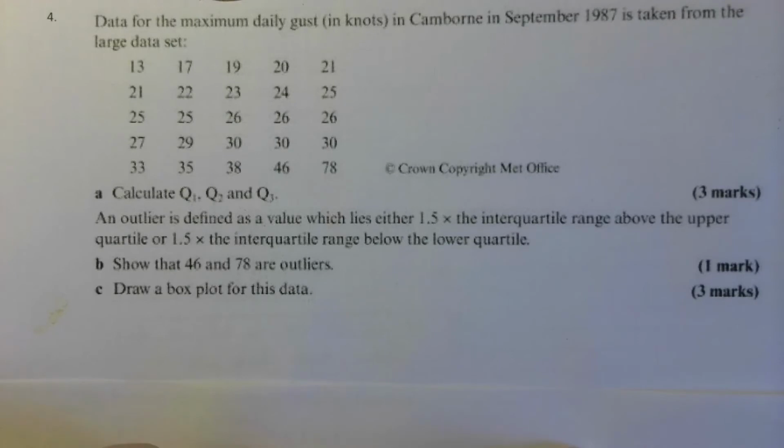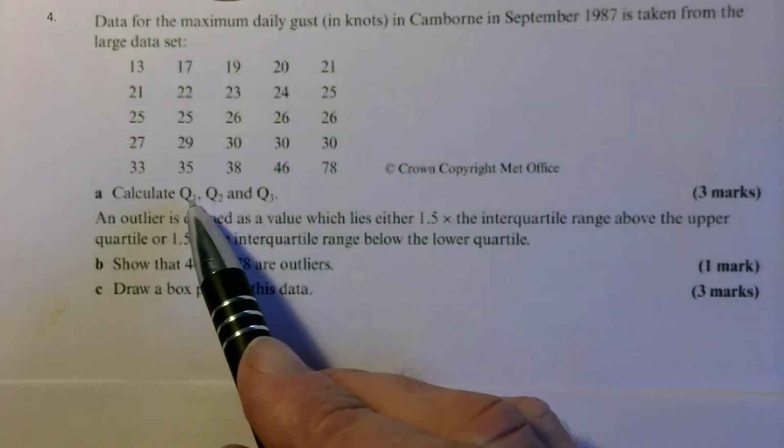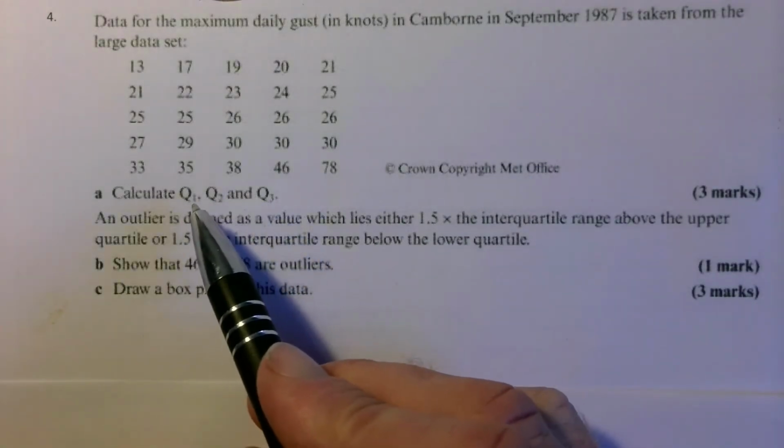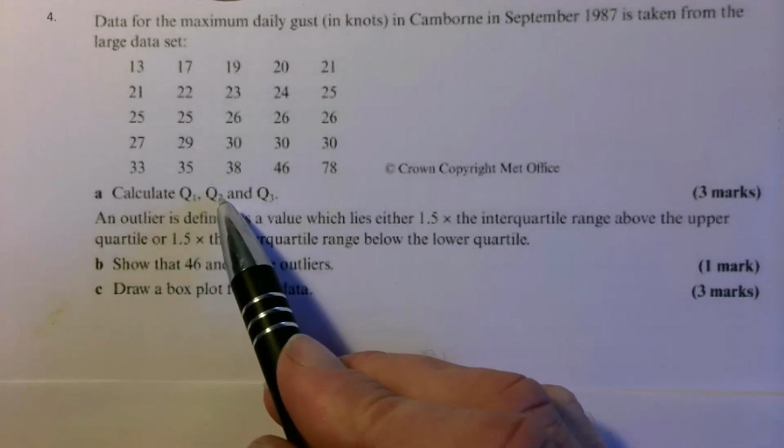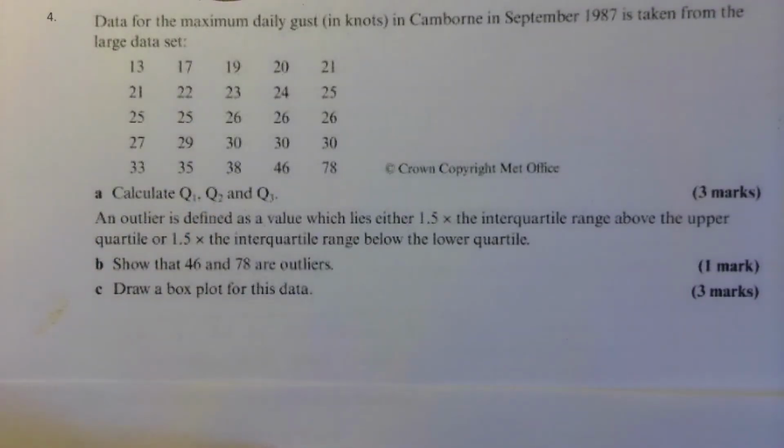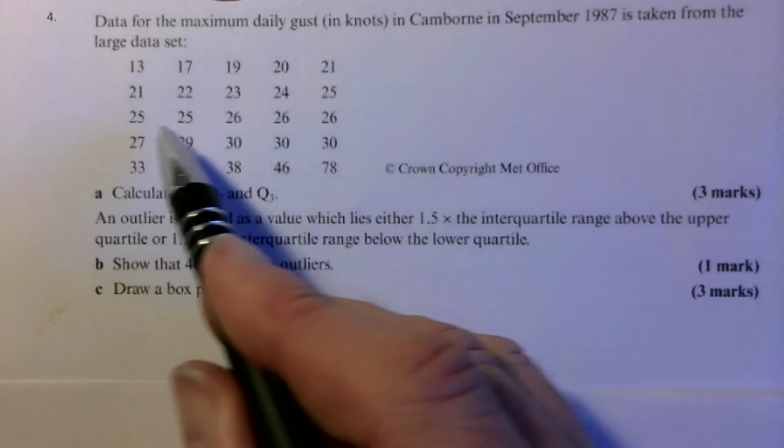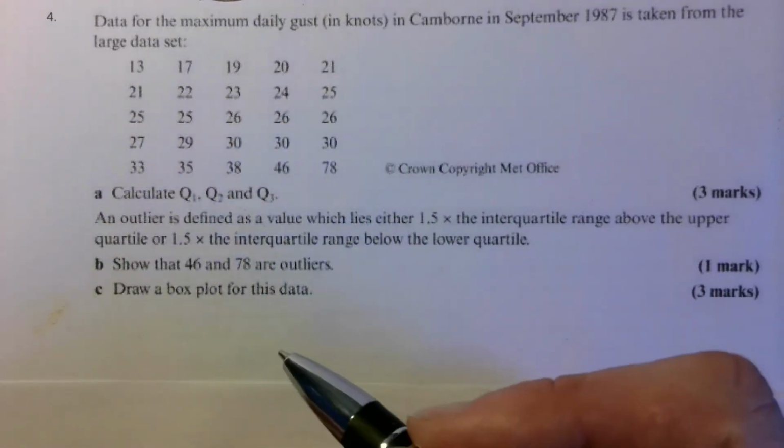Okay, question 4, quite nice, is calculate Q1, Q2 and Q3. So that means the lower quartile, the median and the upper quartile. Now, to do that, we've got 25 bits of data there.